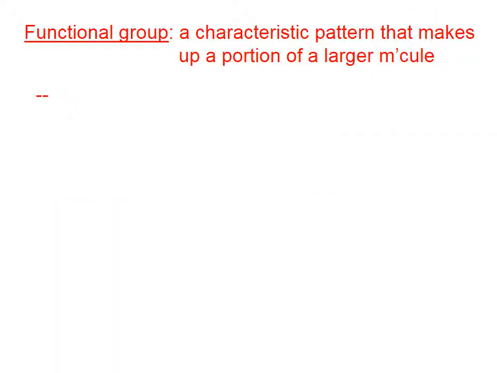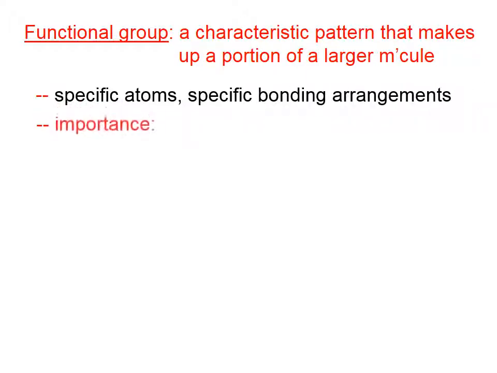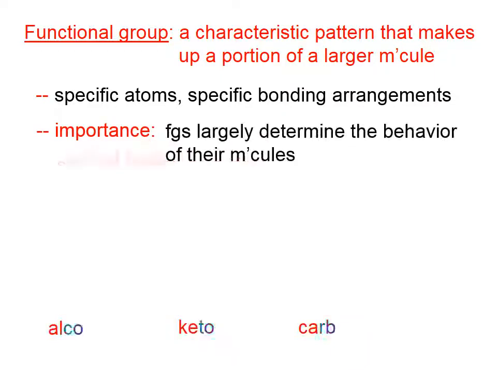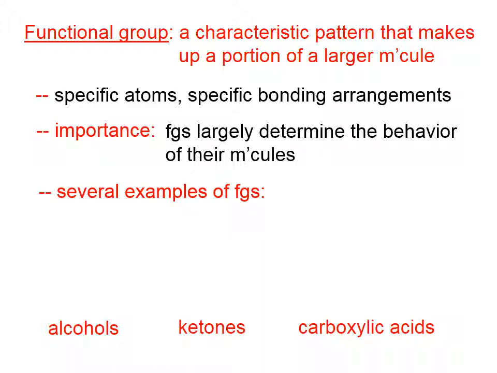A functional group is a characteristic pattern that makes up a portion of a larger molecule. Functional groups have specific atoms and specific bonding arrangements. The importance of functional groups is that they largely determine the behavior of their molecules. Just as an introduction, 3 functional groups that we could list here are the alcohols, the ketones, and the carboxylic acids.